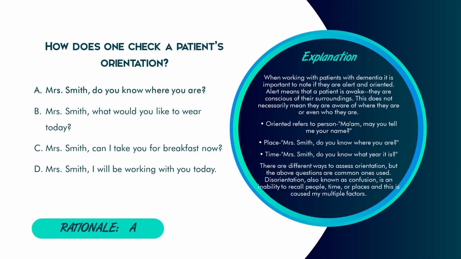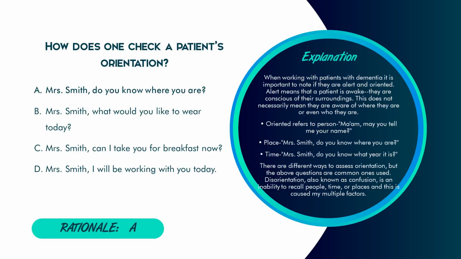The correct answer is A, Mrs. Smith, do you know where you are? What is orientation? Orientation is where you refer to a person to see, do they know where they are? This is something you do when you're checking it with someone who has dementia, or maybe not even. It's just something you do with your patients every single shift, every single day, because this is an example to see if someone has got delirium, for example, or if their dementia is progressing.